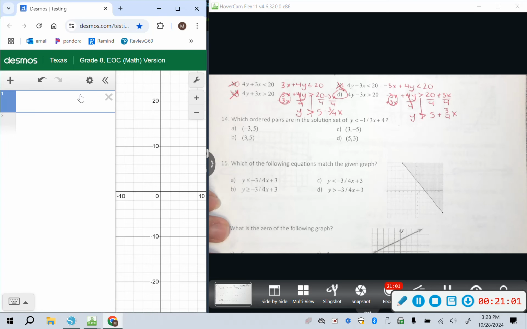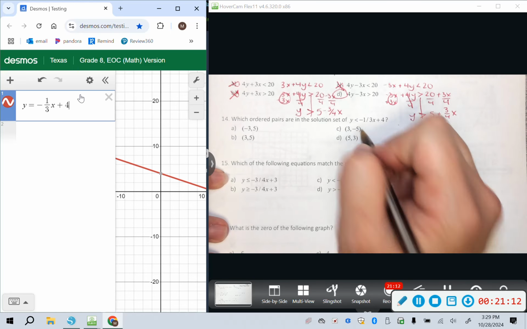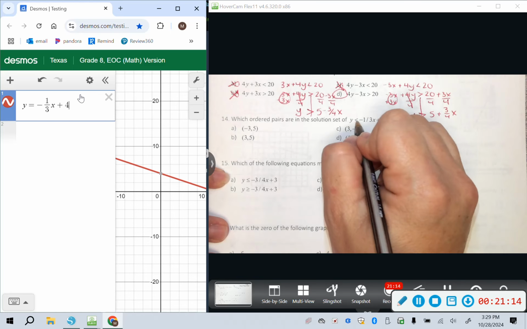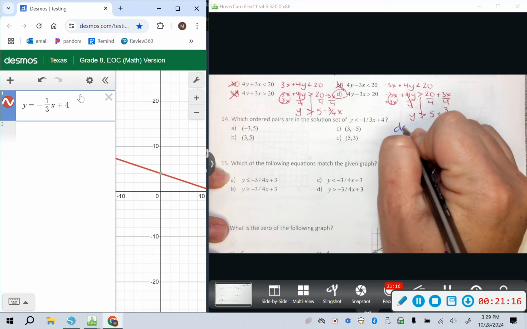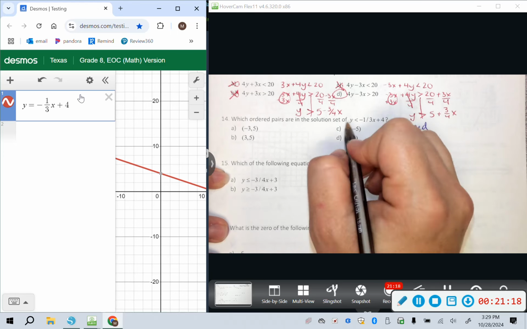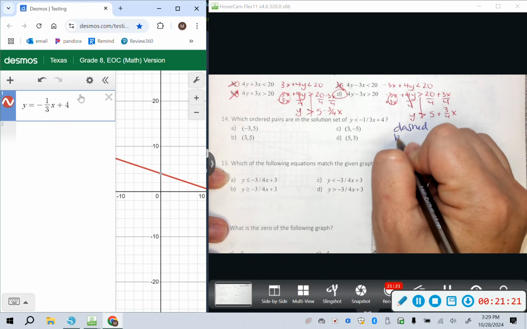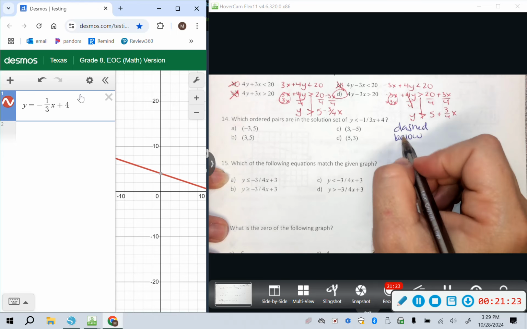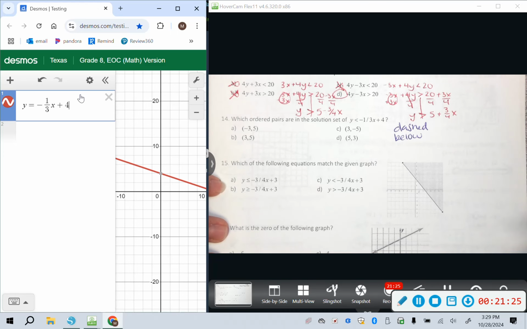Remember, it's not going to let me do an inequality. So y equals negative 1/3 x plus 4. And now I have to ask myself two things. Solid line or dashed line, above or below. So y is less than, it's not equal to, so it's going to be a dashed line. And if something's less than me, that's below me. So I know it's a dashed line and it's shaded below.